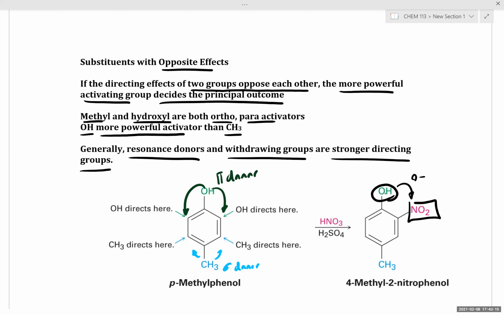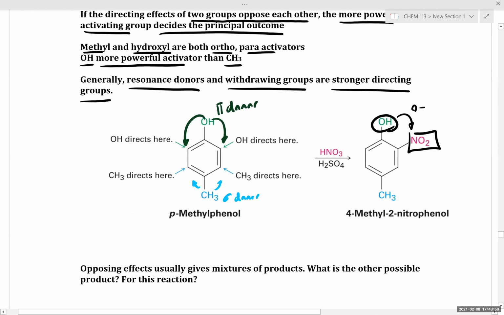In turn, pi donors, resonance donors, and acceptors are stronger directing groups than sigma donors and acceptors in most cases. Professor, I have a question. Yes? For the hydroxyl, since it's stronger, is it automatically a pi donor, or does it matter? It is a pi donor. As a result, it's a stronger director. Oh, okay. And since sigma donors are generally weaker directors. Okay, got it. Thank you. Does that make sense? Yes. Perfect.